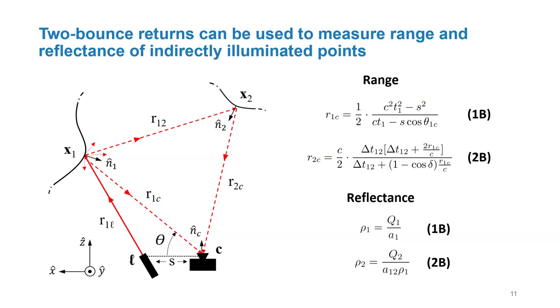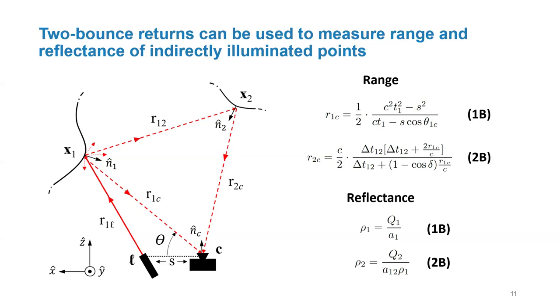You can then treat that point as a light source that subsequently illuminates other surfaces in the scene with scattered light. You can determine the position of that light source in the conventional way with the time of flight of single bounce returns and a single bounce range equation. And then once you have the position of this projected light source, you can compute the position of indirectly illuminated points from the time of flight of 2 bounce returns using a bistatic range equation.